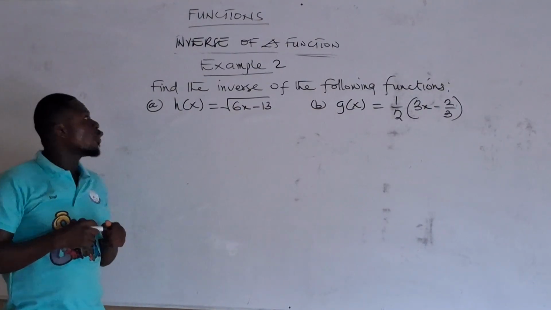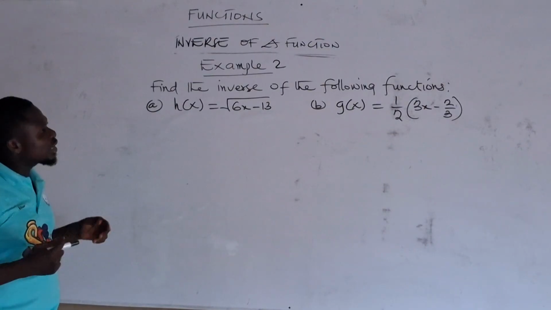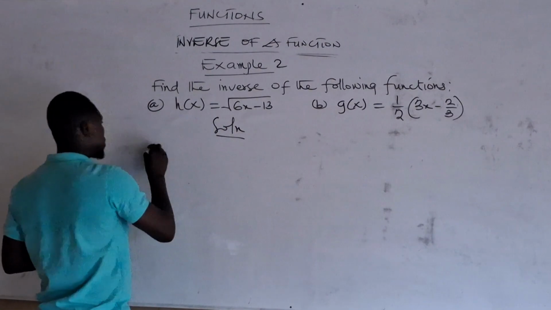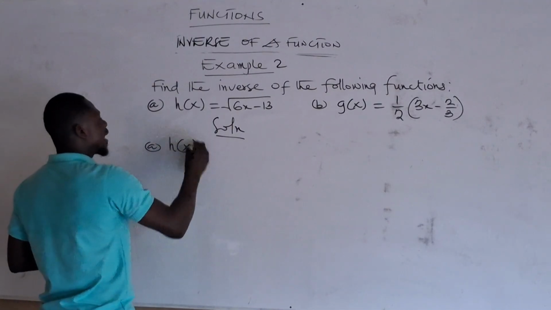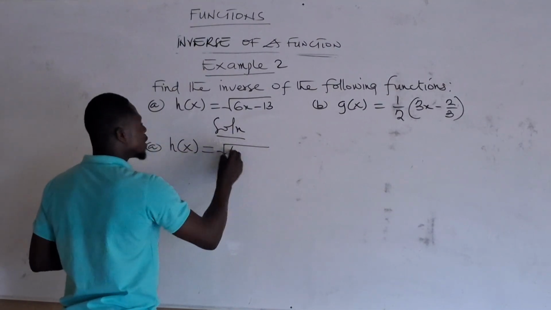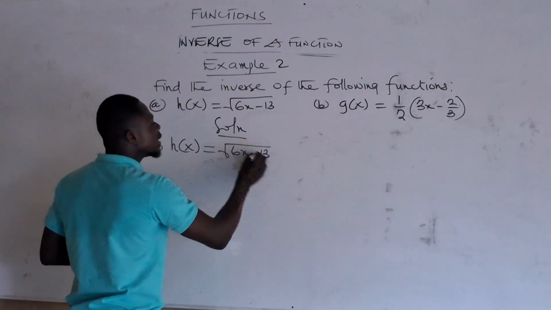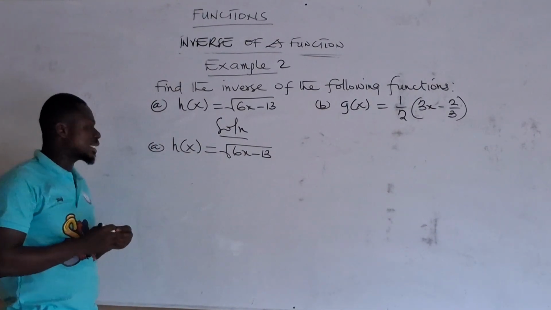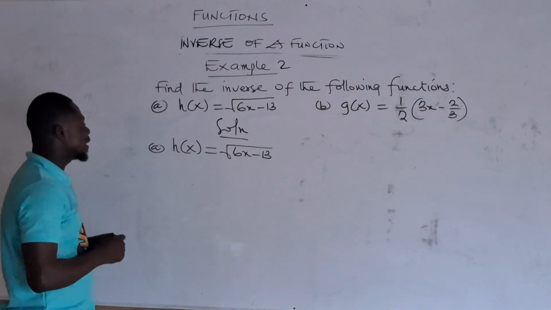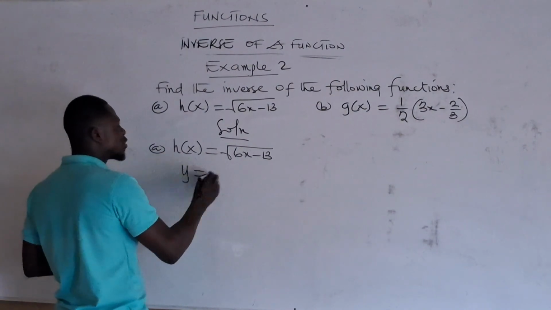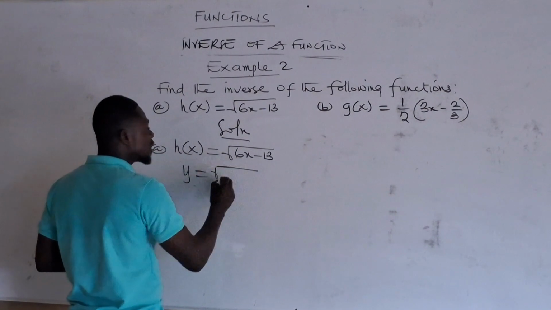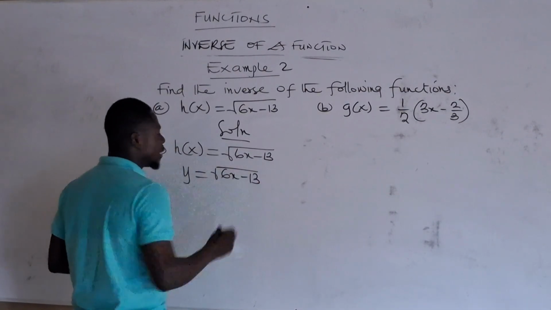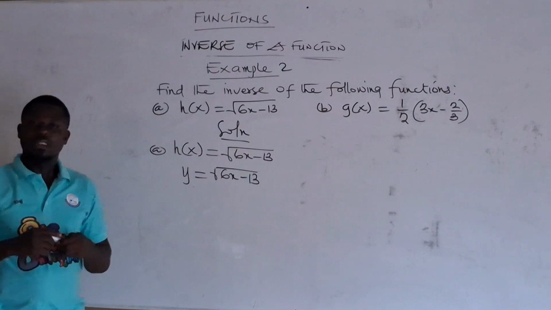In example 2, we are to find the inverse of the following functions. The first one is h of x is equal to the square root of 6x minus 13. What is the first step to follow? The first step says that change the name of the function to y. So we have y is equal to the square root of 6x minus 13. What does the next step say?